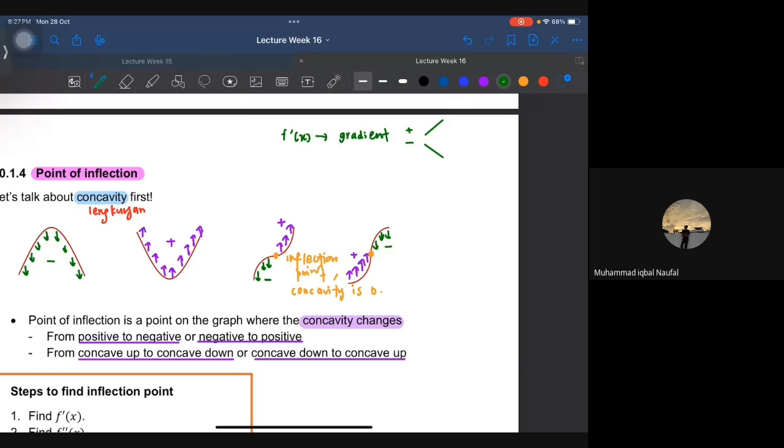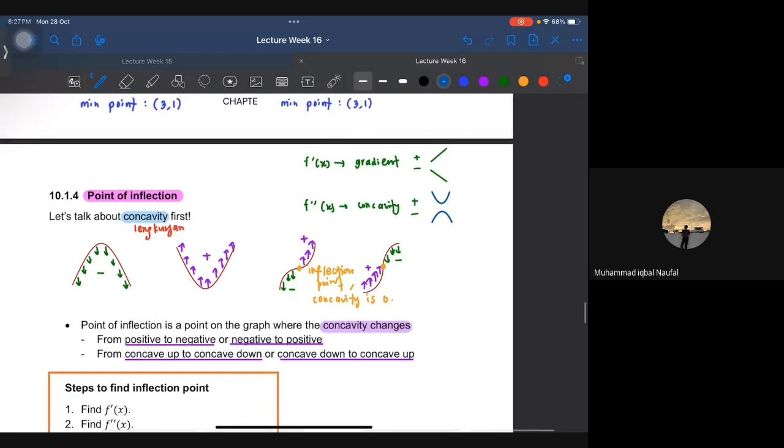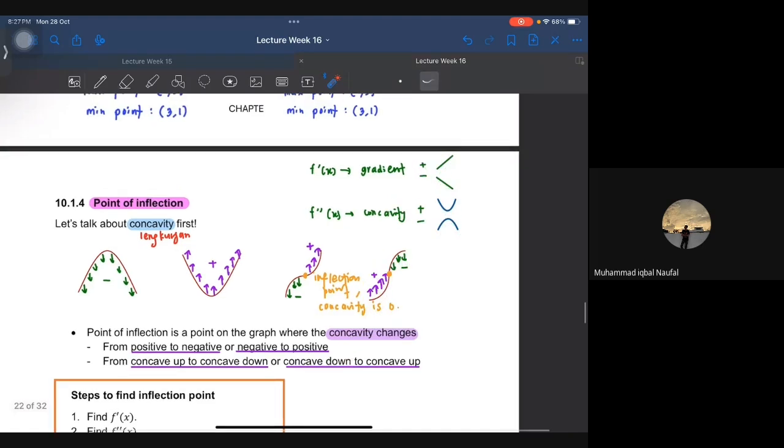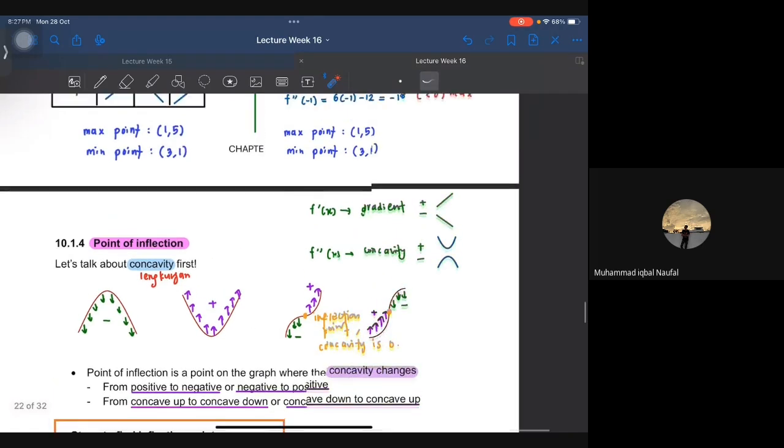Okay, kalau f double prime sebenarnya tells you about concavity. Okay, concavity ada dua. So positif dengan negatif. Right. So for positive concavity, we know that dia adalah concave up. Maksudnya dia ke atas. Dia membuka ke atas. So graf kita akan jadi senyum macam ni. Okay. Kalau concavity kita negatif, maksudnya dia going down. So graf kita macam ni. Like this.